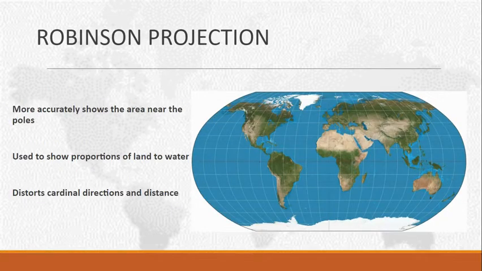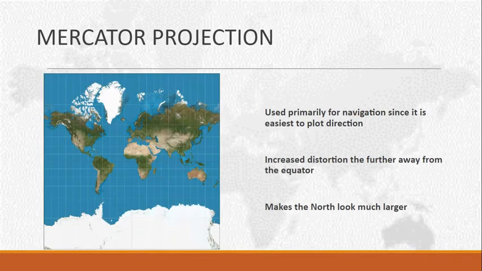So this Robinson projection is a compromise map. This is the one that you're most likely going to see in your atlas, if you look at an atlas. However, it doesn't really keep too many things accurate, but it compromises between the distortion of a lot of those different things. It also has those rounded edges, which make it look more like a globe.